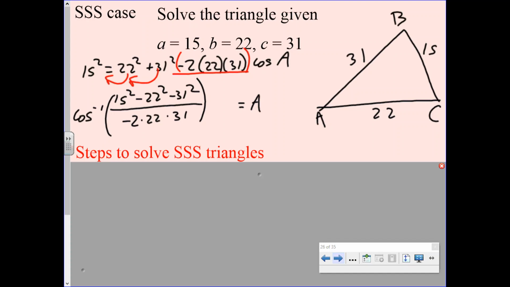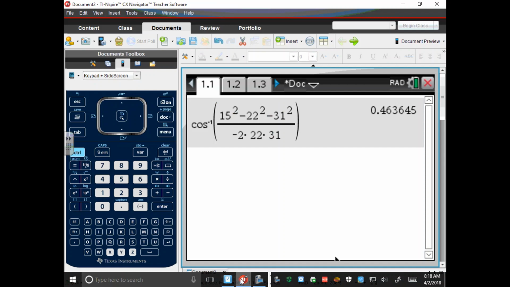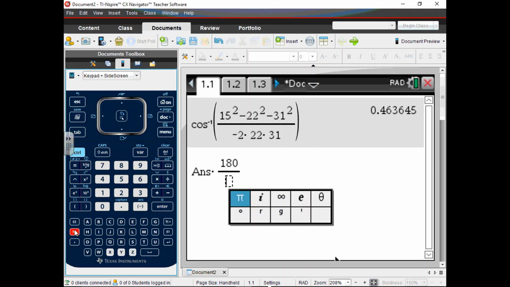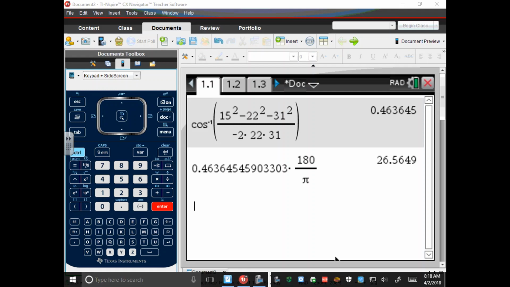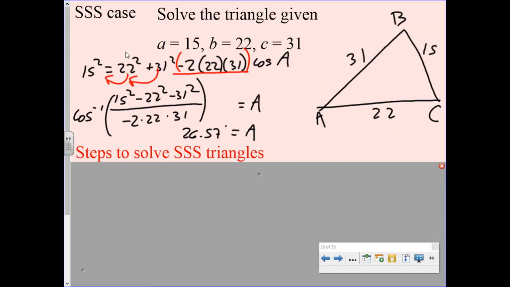Let me go ahead and show you what the measure of A is real quick. So A, here it is where I put in the calculator. Now notice my calculator is set up in radians. So if we want the final answer in degrees, we need to multiply this by 180 over pi. And so my final answer here would be 26.57 degrees. So that would be my angle A. Okay?